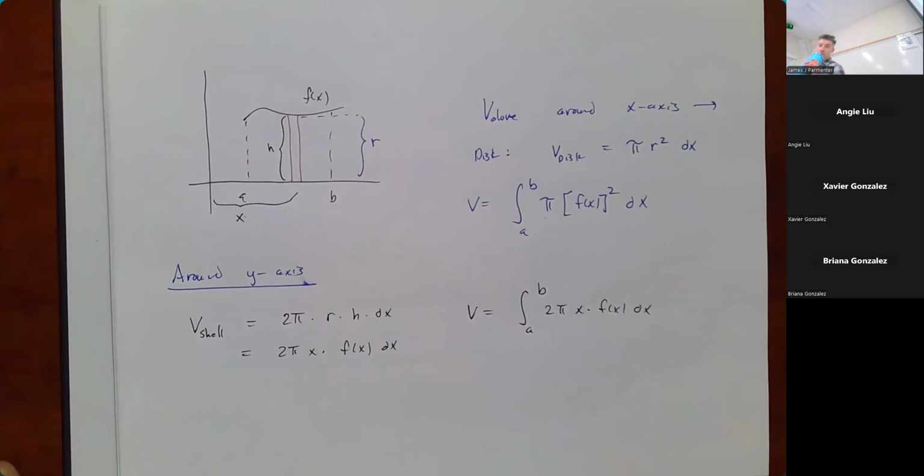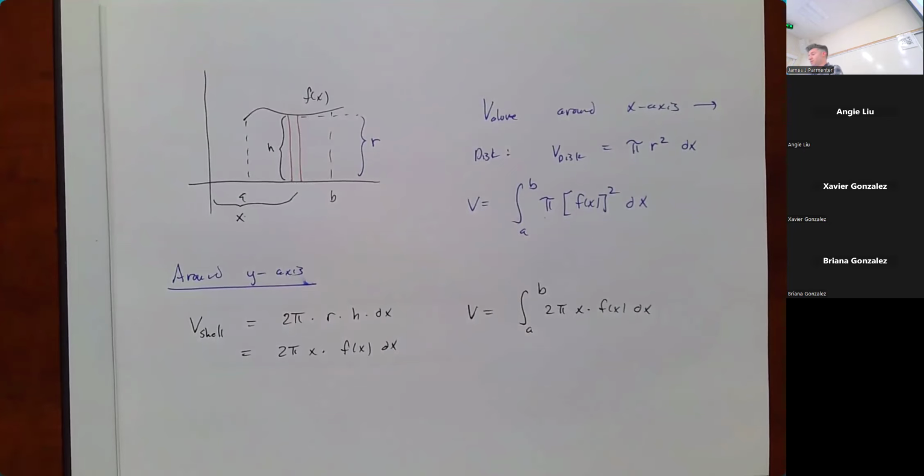Okay, so is it always that if it's around the x-axis we're using this method, and if it's around the y-axis we're always using shell type? Is that what it is? Or... So any axis you can use either method.